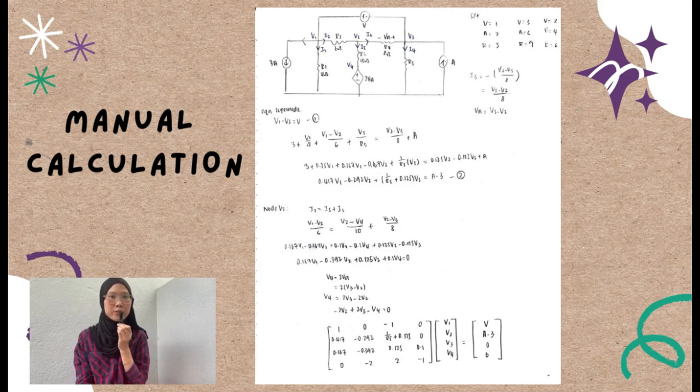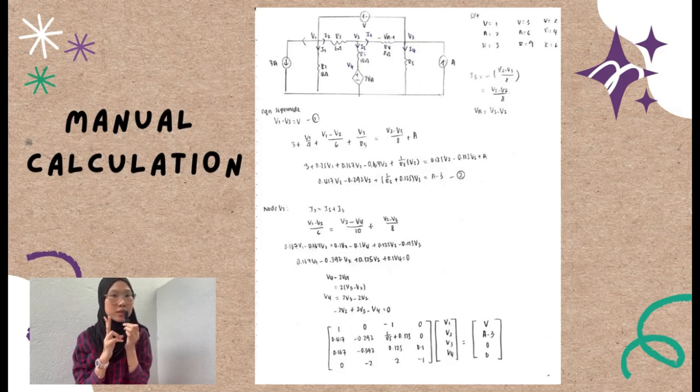Okay, now I will present the manual calculation. This is a nodal analysis using a super node to solve for the node voltage in the circuit. First step, we need a super node. We create a super node between the two nodes because of the voltage source between them. The first equation is from the voltage source.